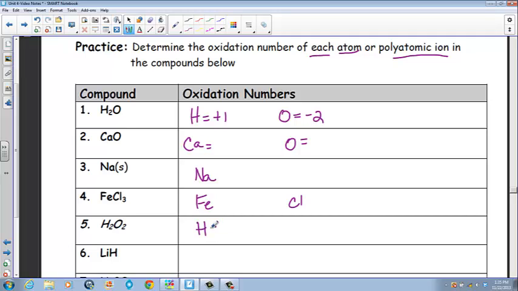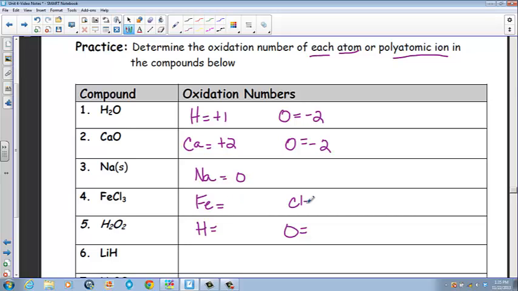So here we have hydrogen and oxygen. Calcium is always going to be a +2, therefore oxygen has to be a -2 here. Sodium is by itself, so it has an oxidation number of 0.